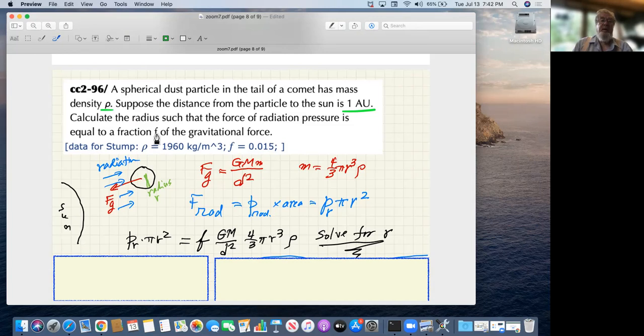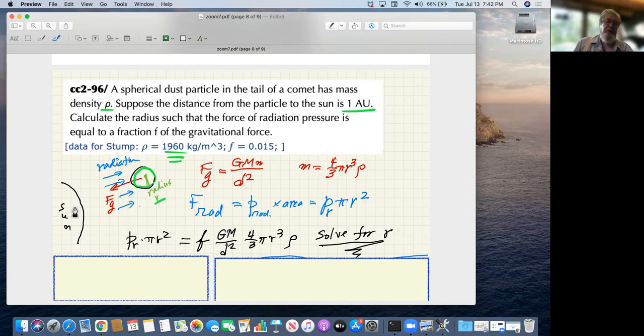Now, the density is going to be like the density of rock, the density of a meteorite. Let's say 1960 kilograms per cubic meter. Density of water is 1,000 kilograms per cubic meter, so this is 2 times that. And now the question is, how big is this dust particle? So here's the dust particle. It has a radius r. And that's what we're trying to calculate, that radius.